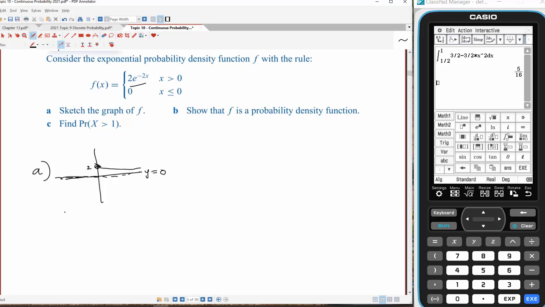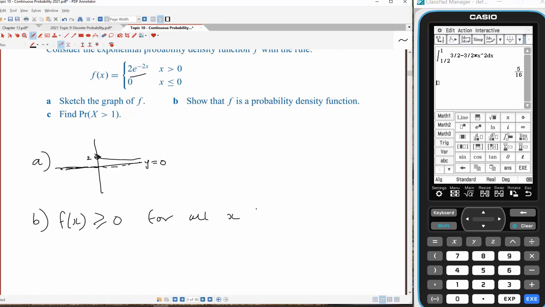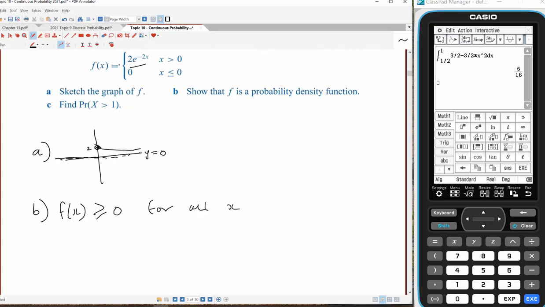Show that it's a probability density function. Okay, so the first thing to note, f of x is greater than or equal to 0 for all x. So that's the first condition met. The second condition is if I integrate this thing here, then it needs to be 1.